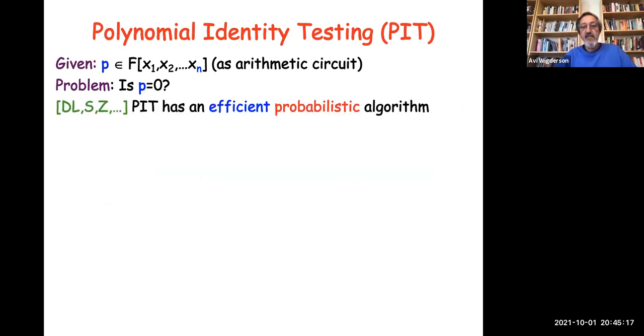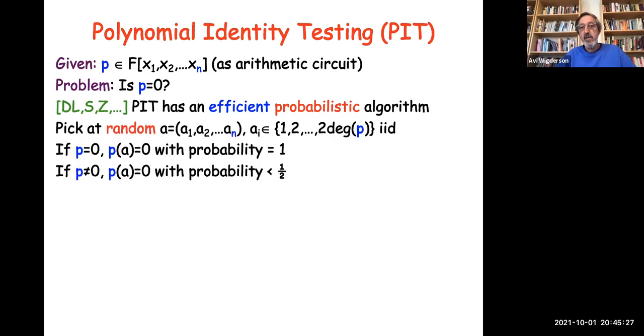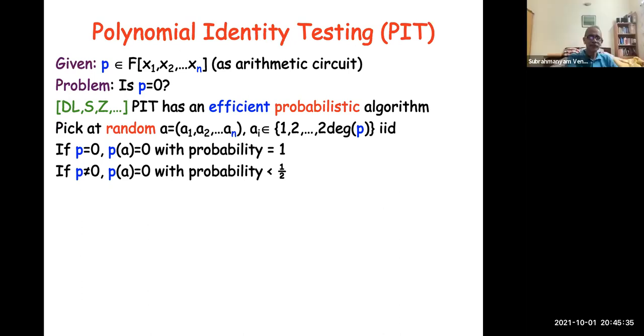And it has a very simple probabilistic algorithm, which is efficient. You want to know whether it's zero, you have a circuit for it, so you can evaluate it on random inputs.